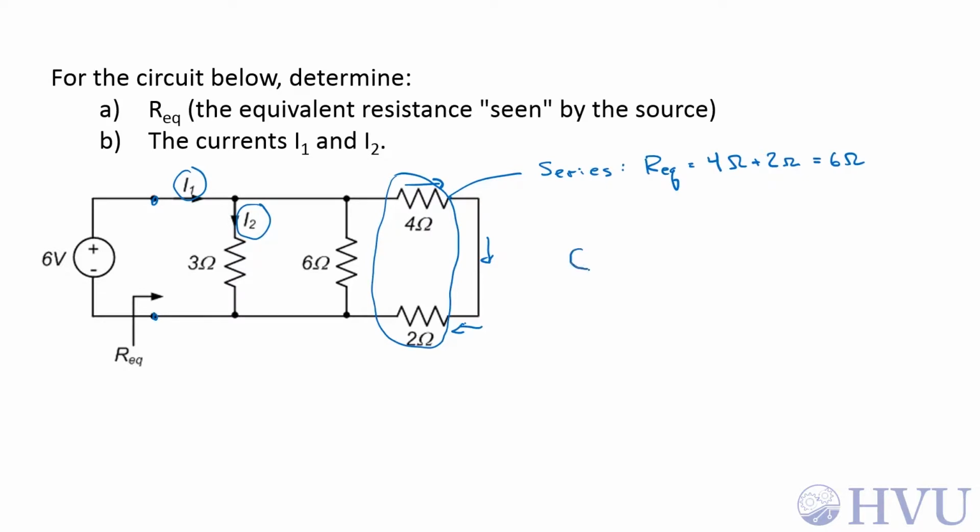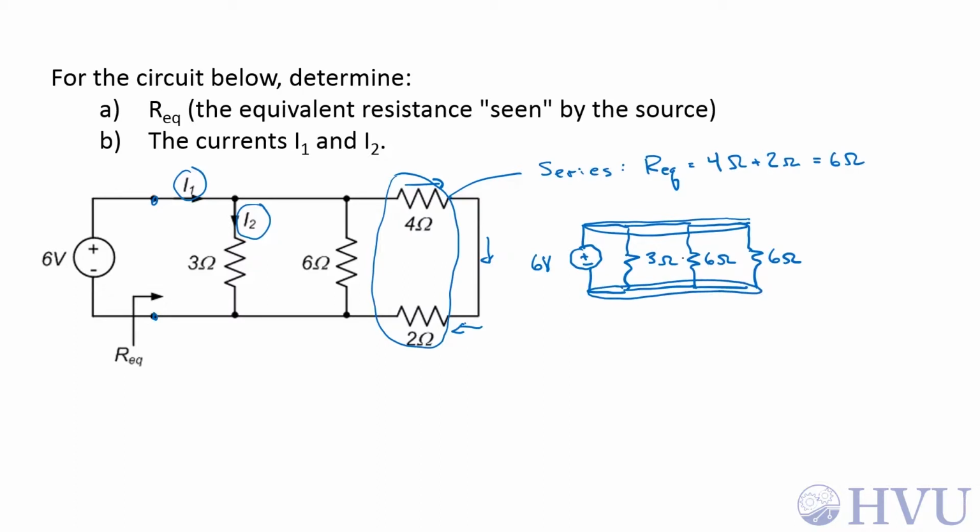Now, at least when you're starting out with this, I recommend redrawing the circuit at every stage. So I'm still going to have my 6-volt source. I have this 3 ohm resistance, the 6 ohm resistance, and then this equivalent 6 ohm resistance. Now at this point, all of these elements are in parallel. They all share the same 2 nodes. If I do KVL around any loop in here, I'll find that they all have the same voltage drop.